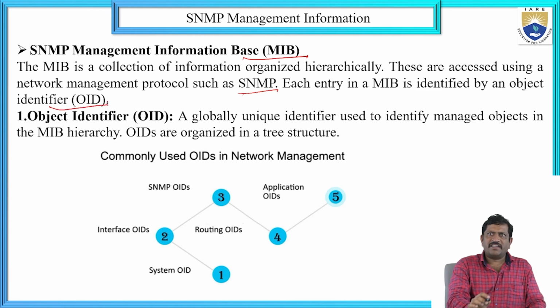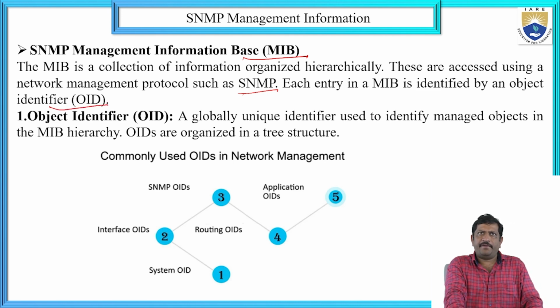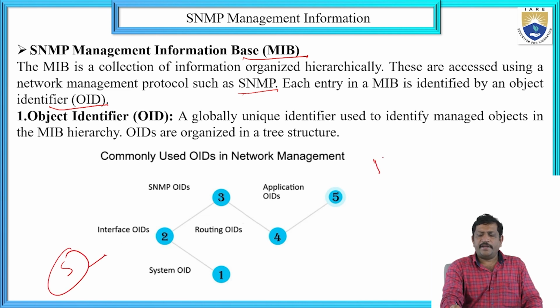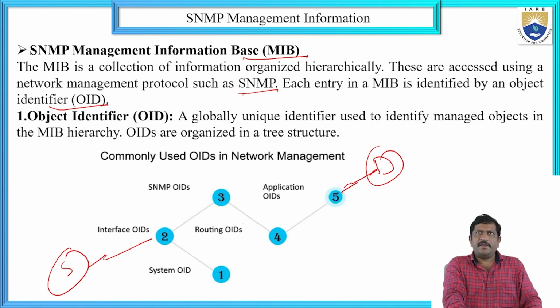With the help of this, the object identifier can be identified. What is the job of the object identifier? It identifies the objects we are utilizing between the source and destination. How many objects are we utilizing between the source and destination? They will be identified globally and uniquely, identifying the managed objects between the source and the destination.